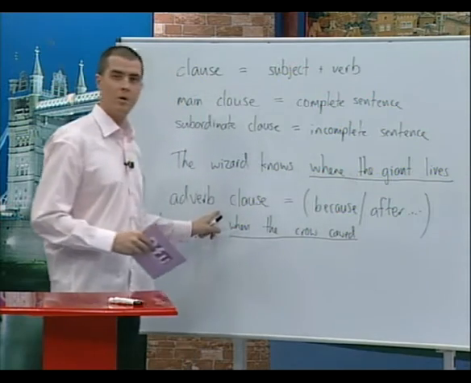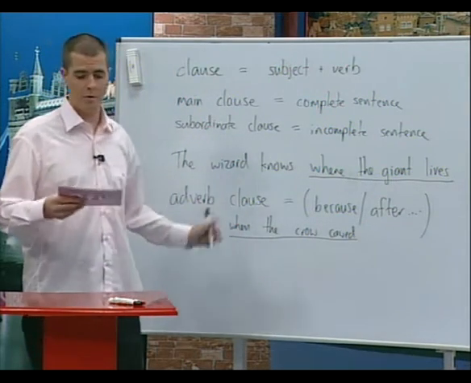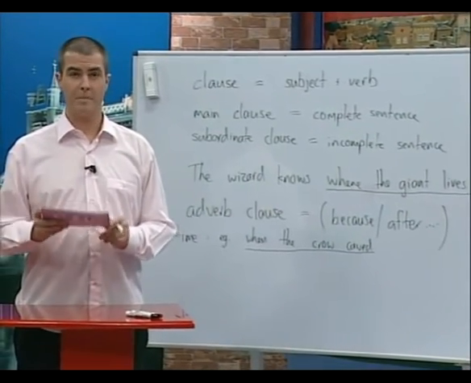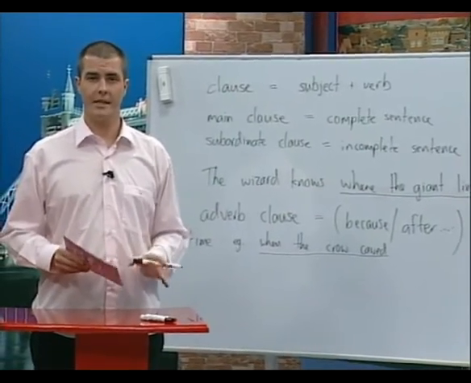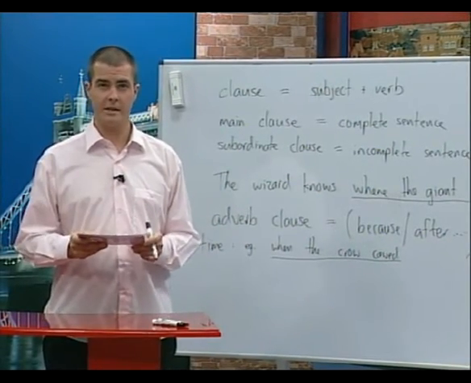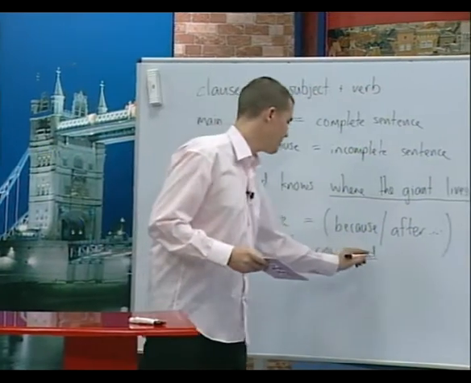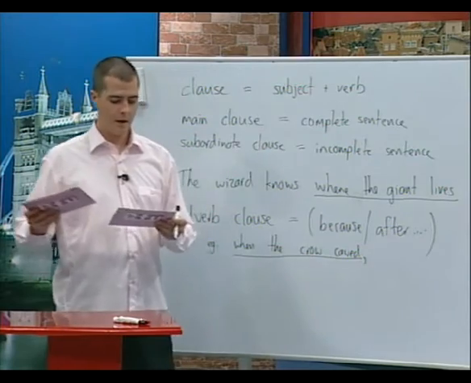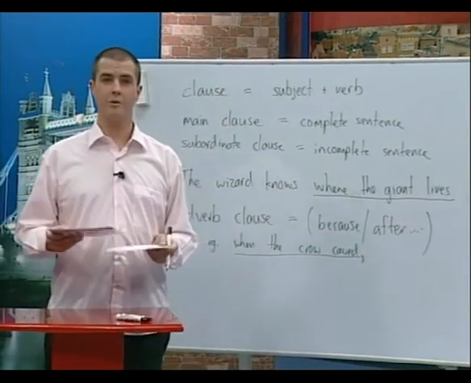This is our adverb clause, not a main clause, adverb clause. It begins with the word when. It's a dependent clause, so it's not a complete sentence. It needs the main clause. And it begins the sentence, so it's followed with a comma. When the crow cawed, the giant woke up.